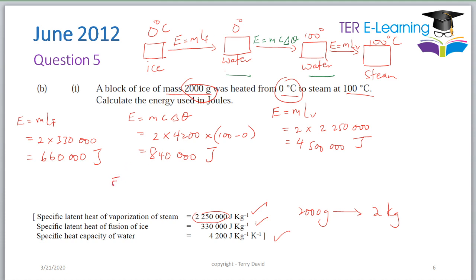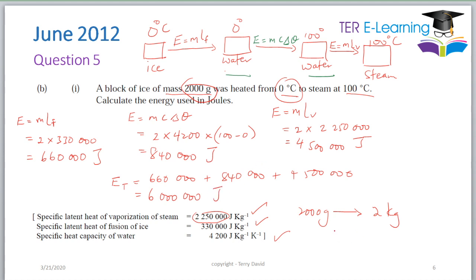So therefore, my total energy is equal to 660,123 plus 840,123 plus 4,500,000, and that'll give me, so that's 840,123 plus 660,123. Right, and this will give us 6,123,123. So basically 6 million joules, right?